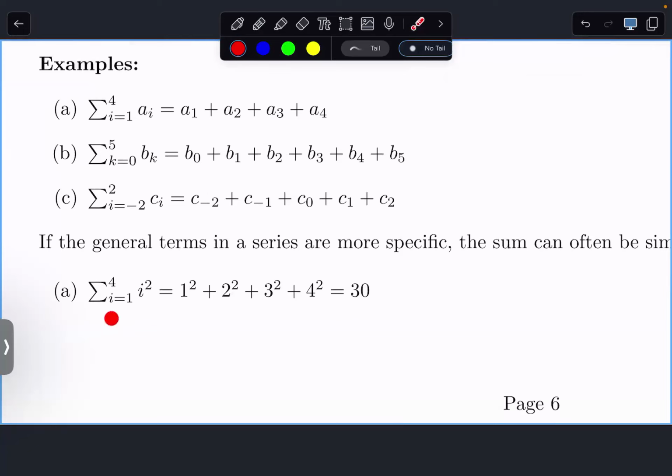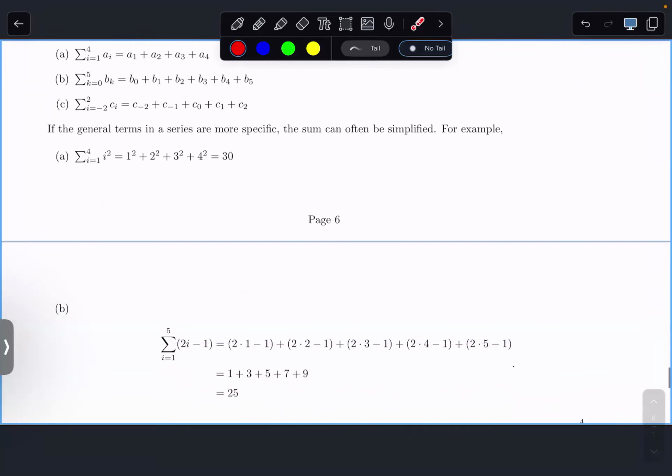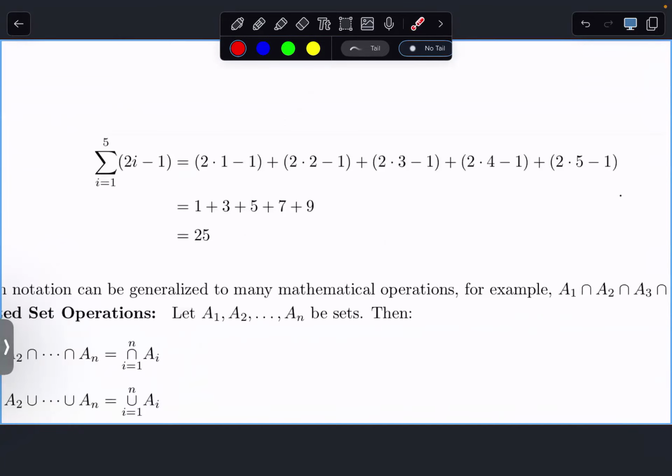Sometimes we luck out and we're able to replace these indices with numbers, and then we can actually evaluate the term. And so the sum from I equals 1 to 4 of I squared is 1 squared plus 2 squared plus 3 squared plus 4 squared, which we can evaluate to be 30. We can get up a notch and say, what about the sum from I equals 1 to 5 of 2I minus 1? At each step you would replace I with 1, then 2, then 3, then 4, then 5, which you can then evaluate and find that that sum should be 25.